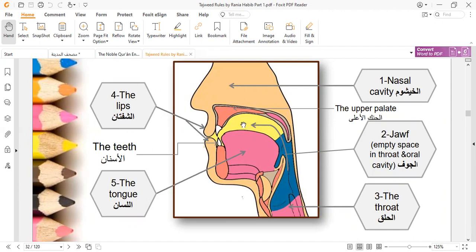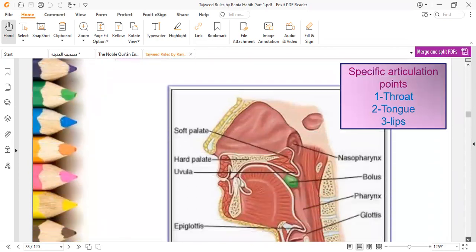Then we have al-jawf, this empty space in the throat and the oral cavity. We don't have a specific articulation point in them. We just pronounce the 3 mad letters, alif, waw sakina preceded by dhamma, ya sakina preceded by kasra, from this space. And then these 3, they are specific articulation points. The throat, we know specific points to articulate some letters from it. And the lips, the 2 lips, also we have specific points. And the tongue, al-lisan, we have very specific points to pronounce or articulate some letters from it. We will start, inshallah.